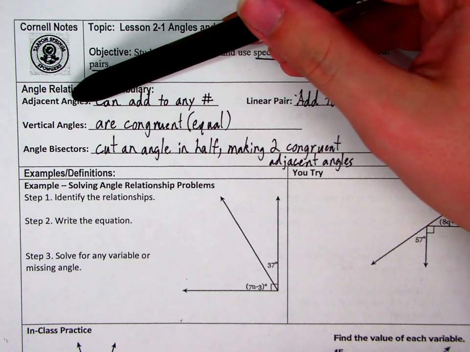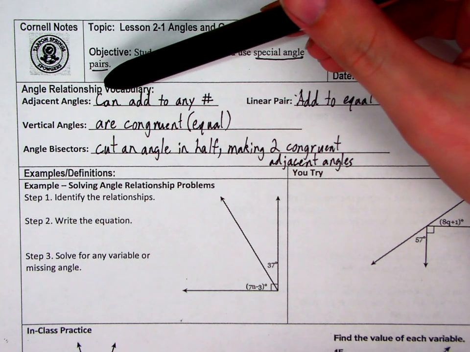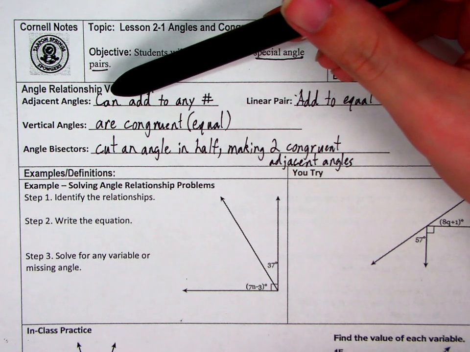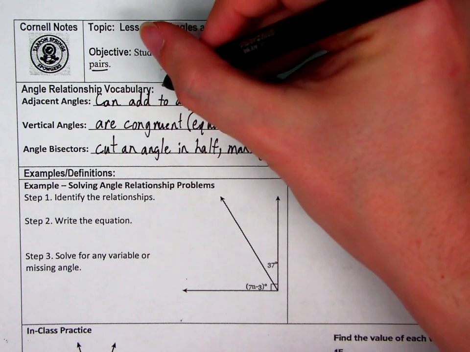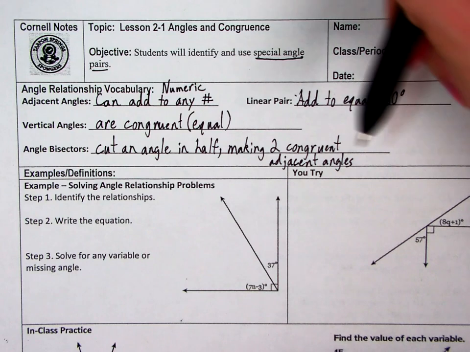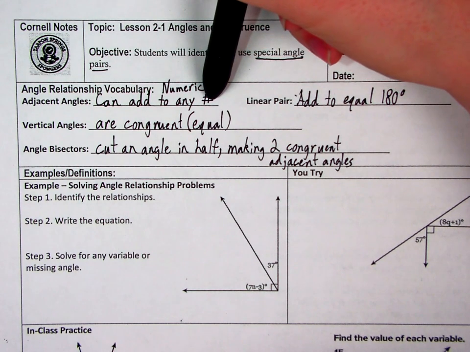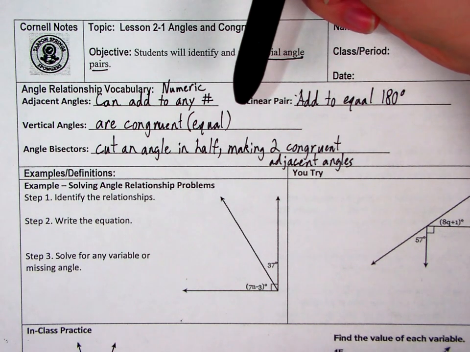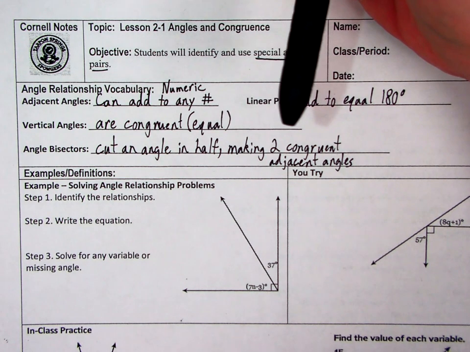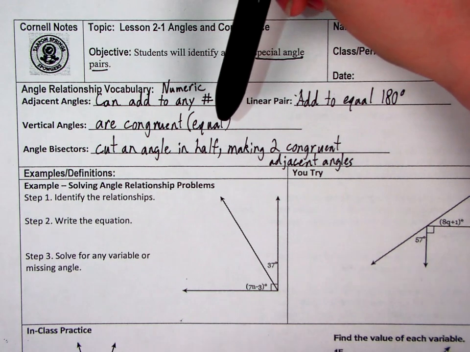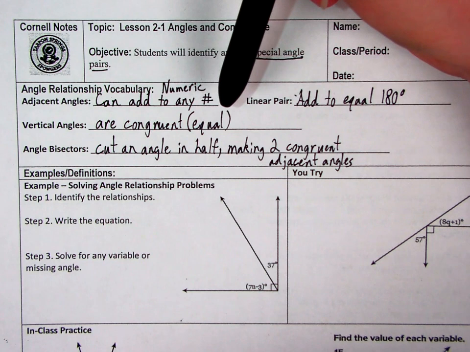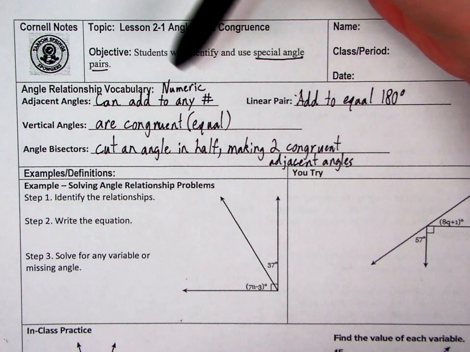We covered adjacent angles, a pair of angles that share a side. Numerically, the relationship here is that our adjacent angles could add to any number. I could have an angle that's 5 degrees next to an angle that's 10 degrees. There is no rule about what the adjacent angles add up to make. You'll generally see it in the problem.